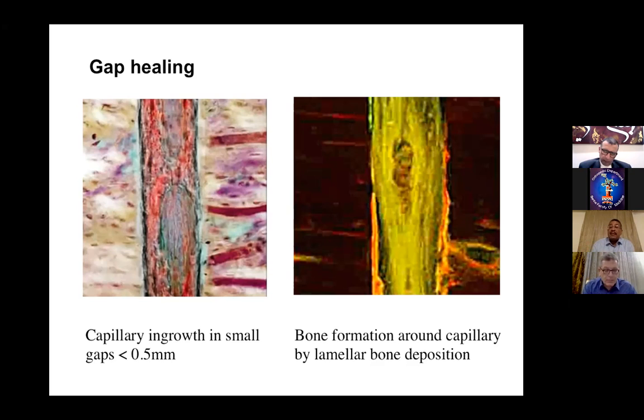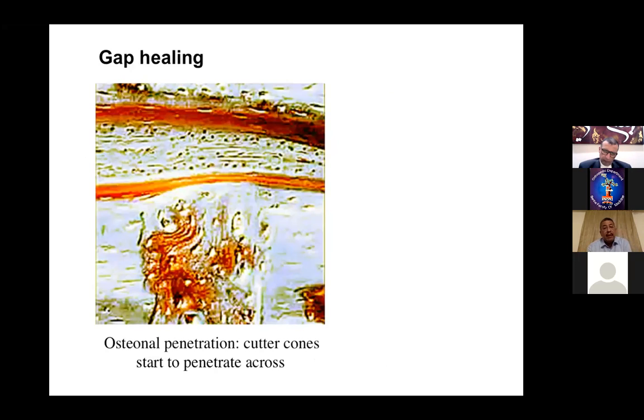around these capillary vessels, then the osteonal penetration by the cutter cones will take place, and internal remodeling will take place, and the fracture will unite. If the gap is larger than 0.5 millimeter, it will heal only by callus formation.